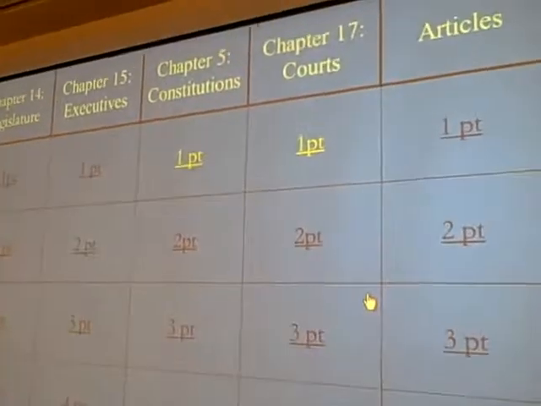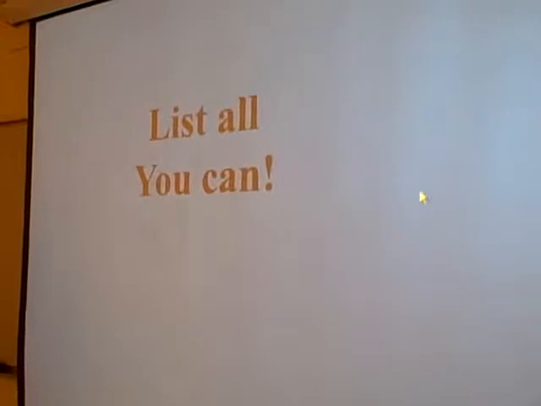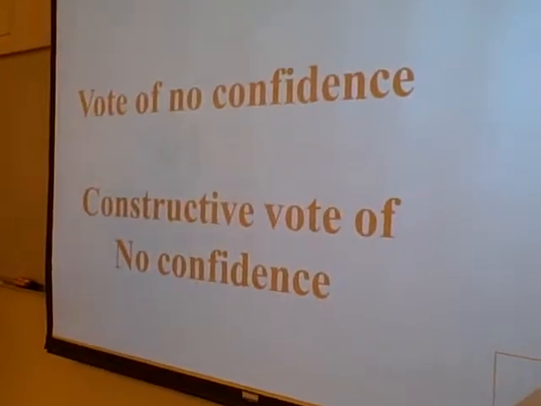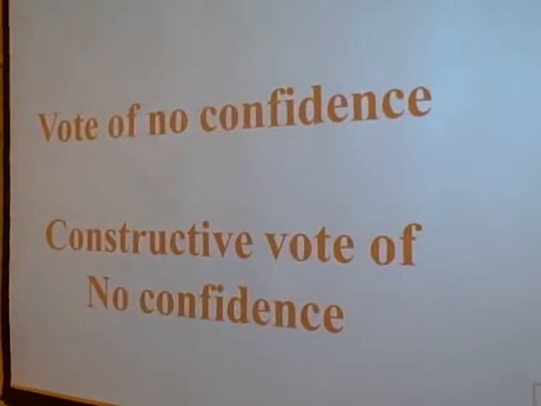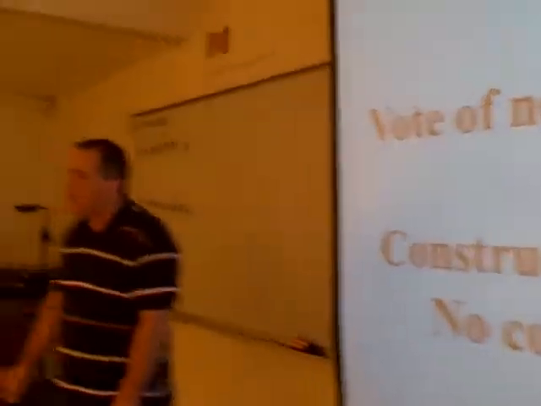Gotta go. Let's go with 5 points on articles. Okay. List all you can. Click it. Vote of no confidence versus constructive vote of no confidence. First hand I see is Melissa. No confidence. They've got it first, Melissa. 5, 4, 3, 2, 1.